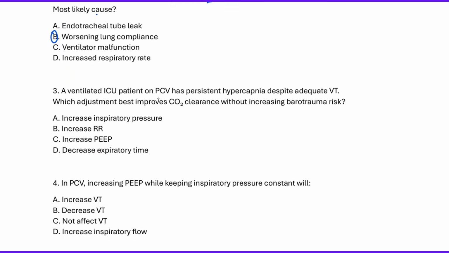A ventilated ICU patient on pressure control ventilation has persistent hypercapnia despite adequate tidal volume. Which adjustment best improves the CO2 clearance without increasing the risk of trauma risk? So in this case, you don't want to be going up on the tidal volume. We already have adequate tidal volume. So what else we can do to optimize our CO2, right, is to optimize our ventilation.